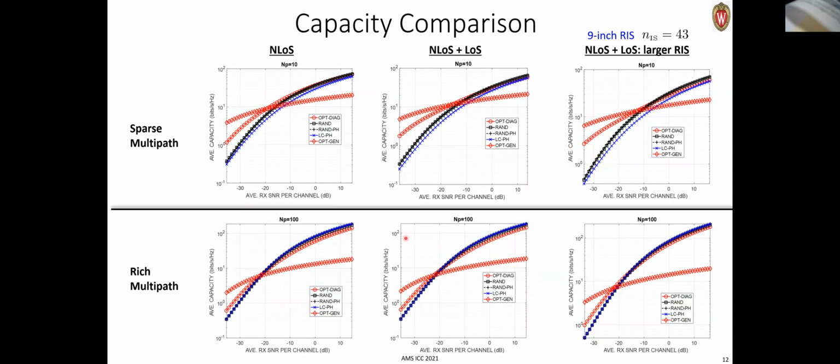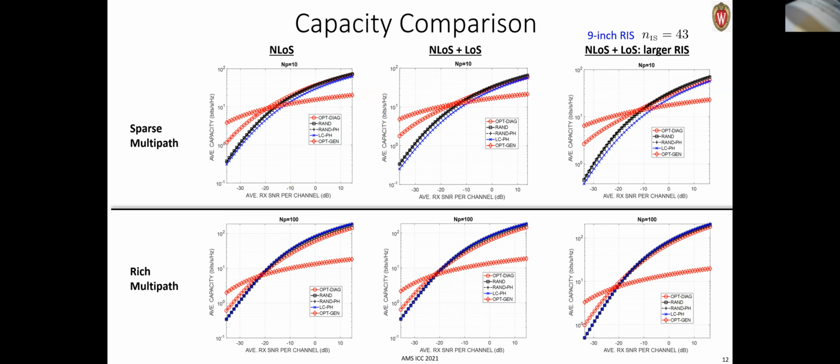Now let's look at the capacity comparison. So here is the non-line of sight sparse case. The first thing we note is that both low complexity phase only and random are about the same. Optimum diagonal gives the same capacity at higher SNR per channel, but gives us a significant capacity gain at lower SNR. And the optimum general gives an even bigger low SNR gain, but at the cost of a loss in capacity at higher SNR. So there's a trade-off, a crossover point.